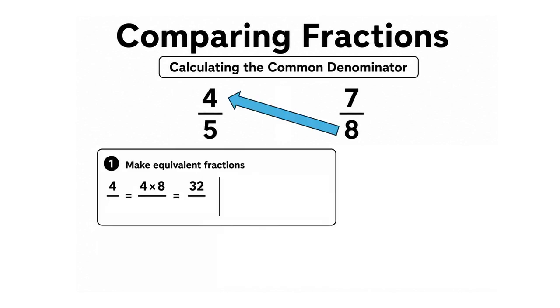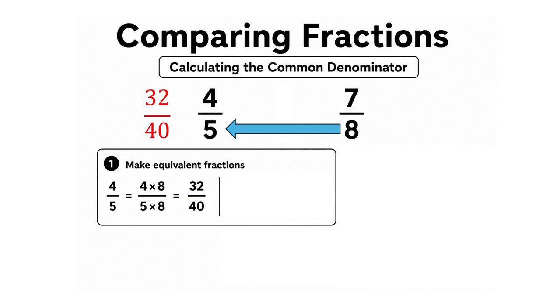So if we take our denominator, our eighths, and multiply by our numerator, which is 4, 8 times 4 is 32. Then what we do is we multiply the denominators. 8 times 5 is 40. So this changes our fraction now into 32 over 40.